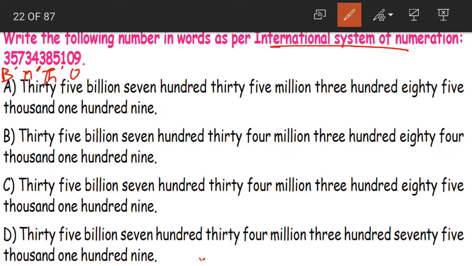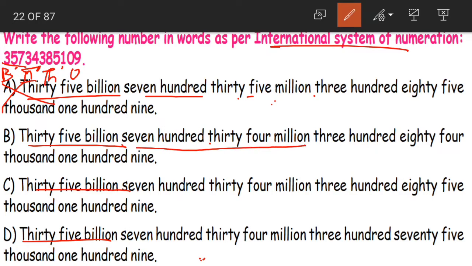Yes, children. So, how will we read it? 35 billion. Now, look at the options. 35 billion, 35 billion, 35 billion, 35 billion. All are the same. Moving to 734 million. It is saying 735, but we have 734. So, this is wrong. 734 million, yes, 734 million.